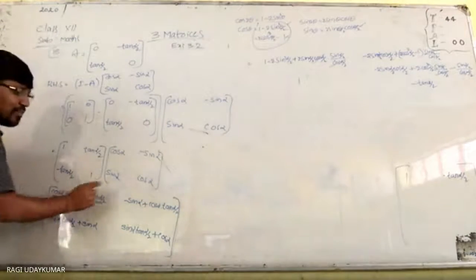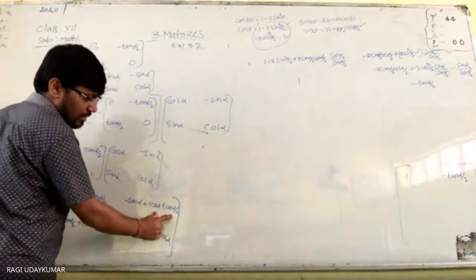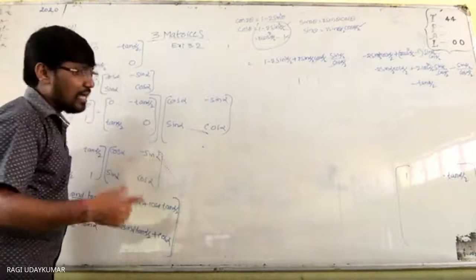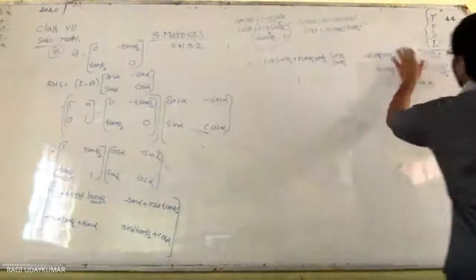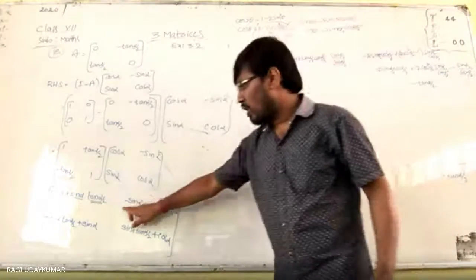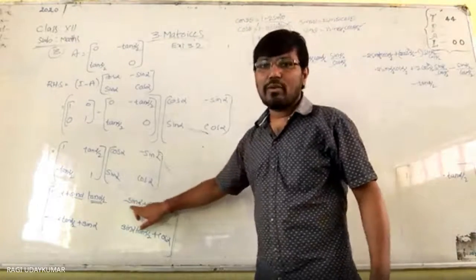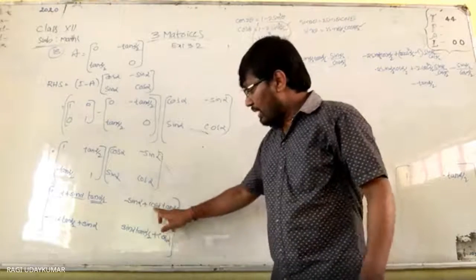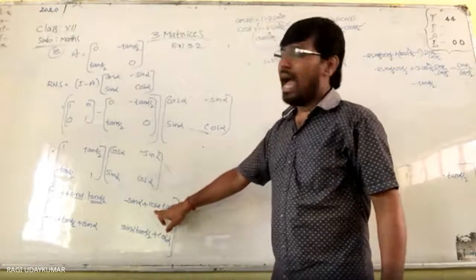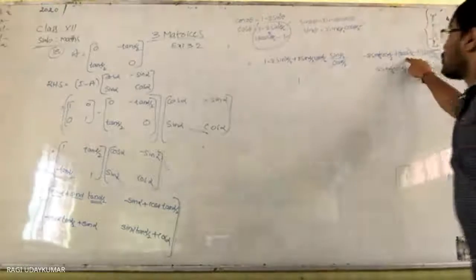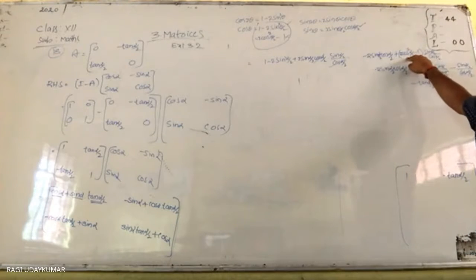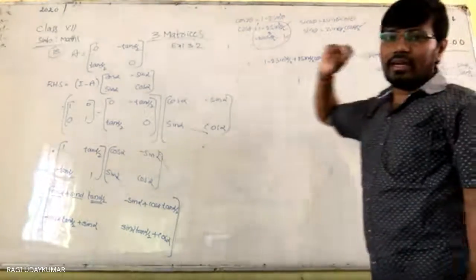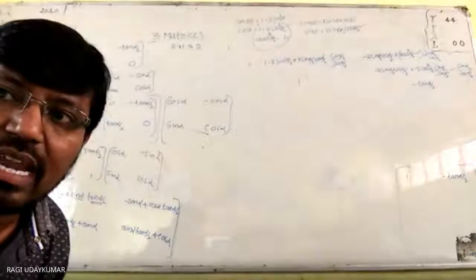In the same way, if you simplify this part, you are going to get 2 sin alpha by 2 cos alpha by 2. So if you take cos alpha as 1 minus 2 sin square alpha, you will not get; 2 cos square alpha by 2 minus 1 you need to get. Okay? So that is a change, and we will discuss that in the next class.